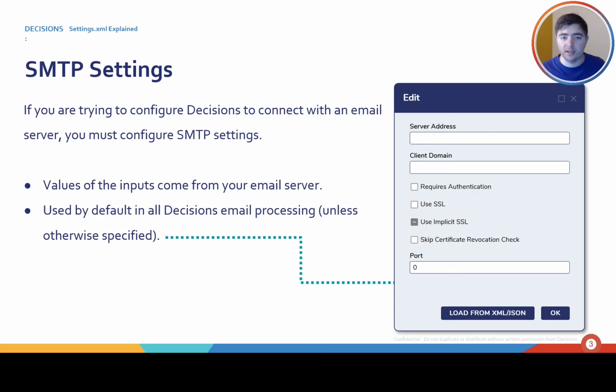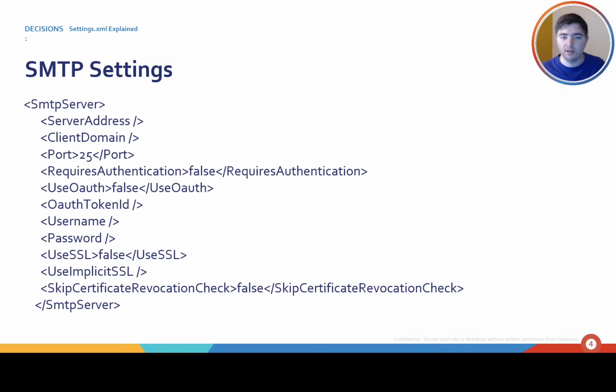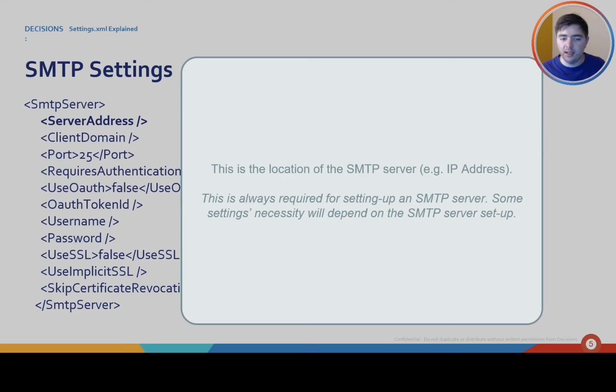So let me get into those settings and what you'll need to configure, as well as what each of them does. So the first one that you'll want to make sure you have is the server address. This is the address or IP address of the server where the mail server integration is hosted, or perhaps it's a proxy if you're using an outside source. Whatever it may be, this is the address of the server where you can connect Decisions to the SMTP server to make this connection at all.